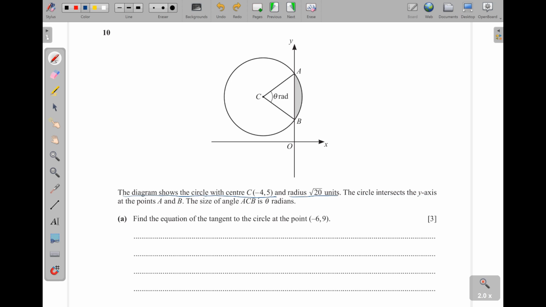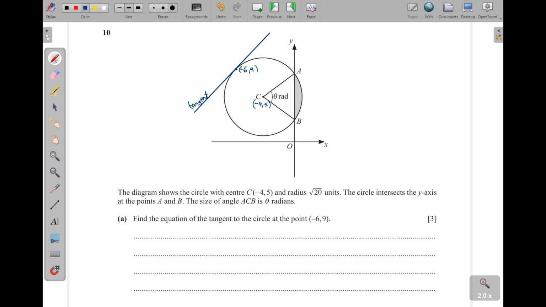Now, when we look at this diagram that is given, the center here is (-4, 5). If they are talking of -6, it has to be on the left of the -4, okay? And then 9, so it has to be above this one here. So maybe it is around here, okay? So I can draw a line there. Maybe that is my tangent. And this one is (-6, 9). And then this one is a tangent.